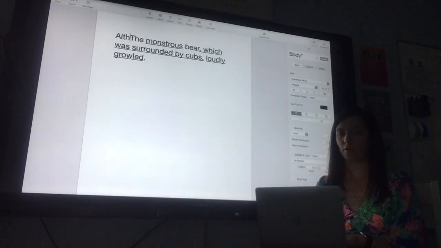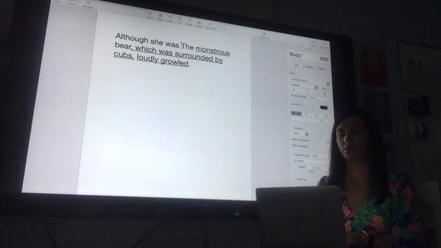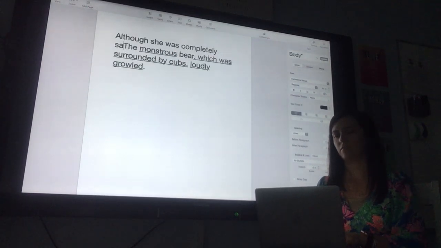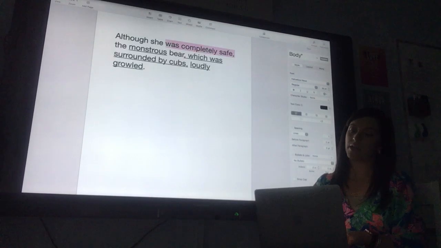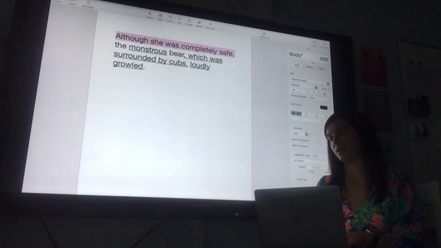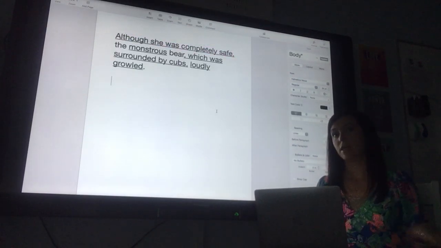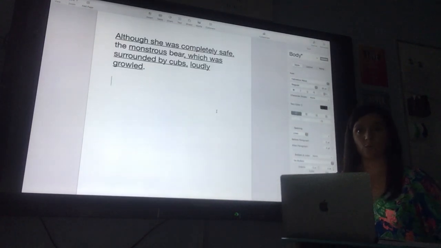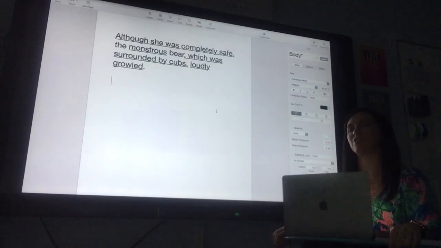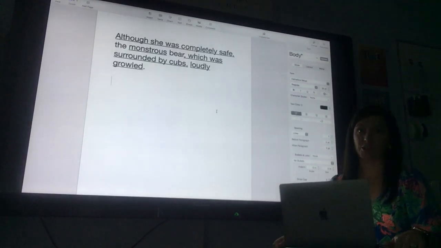I'm going to use although. Although she was completely safe, this is not my strongest sentence, but okay. Although she was completely safe, the monstrous bear, which was surrounded by cubs, loudly growled. I'm going to underline the comma and the entire clause to make it count. And this will work exactly like the because clause: you can put it at the beginning of the sentence or you can put it at the end of the sentence. You do need correct punctuation.